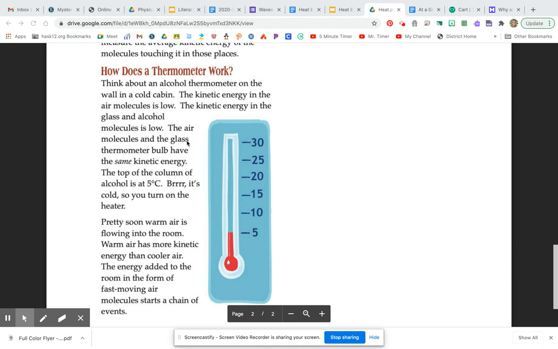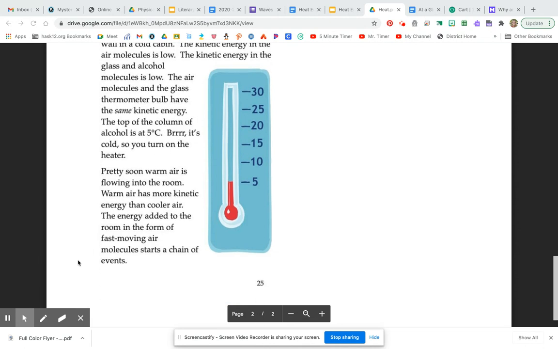Brr, it's cold. So you turn on the heater. Pretty soon, warm air is flowing into the room. Warm air has more kinetic energy than cooler air. The energy added to the room in the form of fast moving air molecules starts a chain of events.